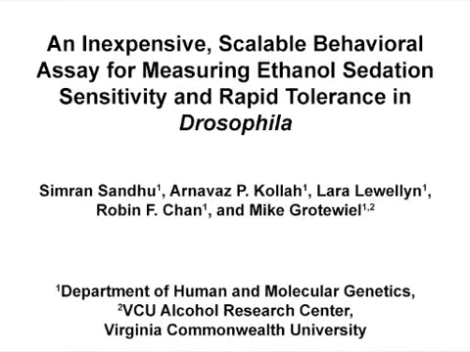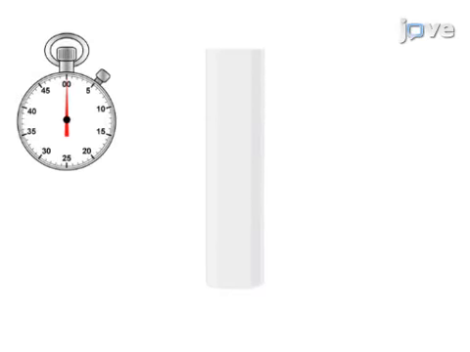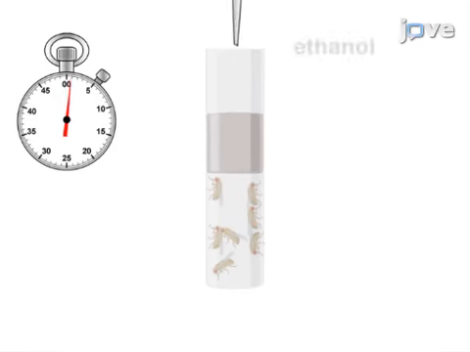The overall goal of the following experiment is to assess the sensitivity to ethanol sedation in fruit flies. This is achieved by placing flies in vials and exposing them to ethanol vapor.